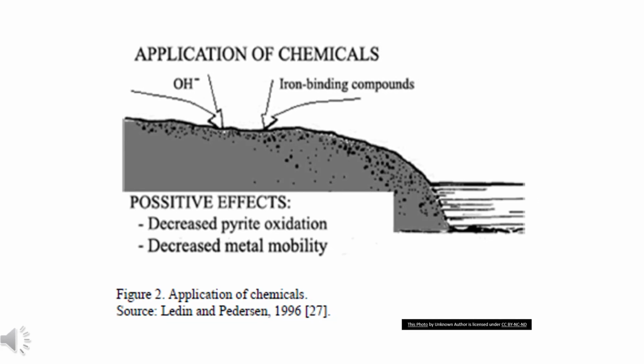To reduce the acid mine drainage, a neutralization process needs to be done in the mines by adding lime or other alkaline materials such as hydroxide and ion binding compounds. This reduces the pyrite oxidation and the metal mobility. Overall, the treatment of drinking water is a vital factor to take into consideration in order to have pure drinking water.